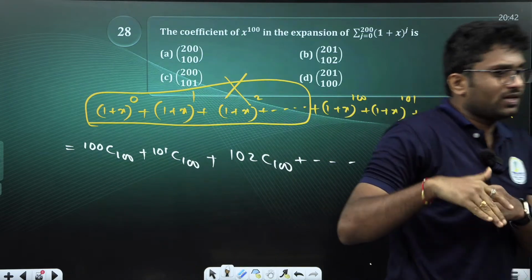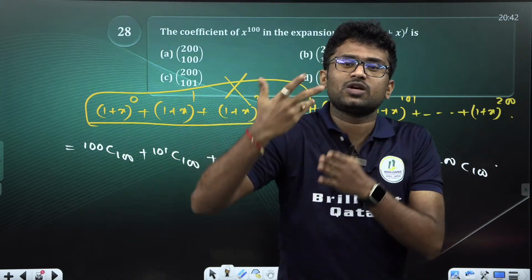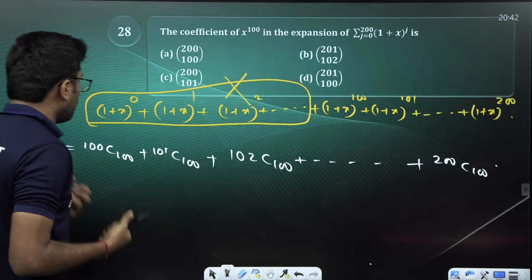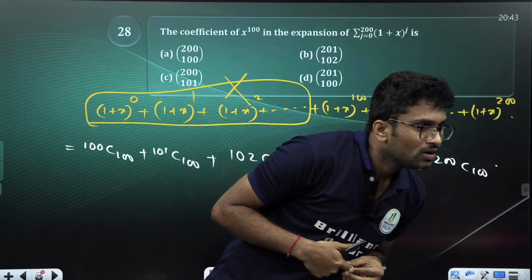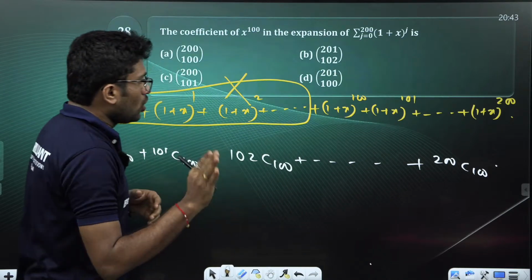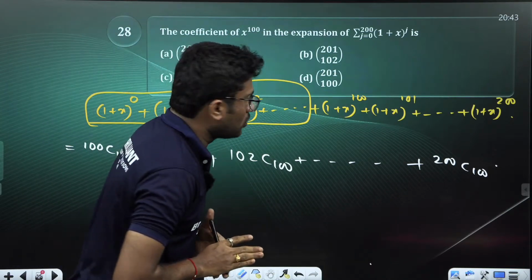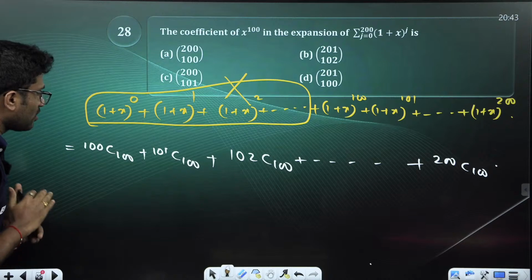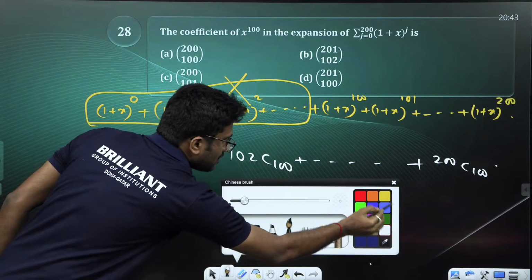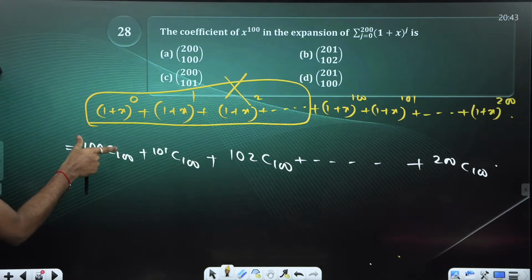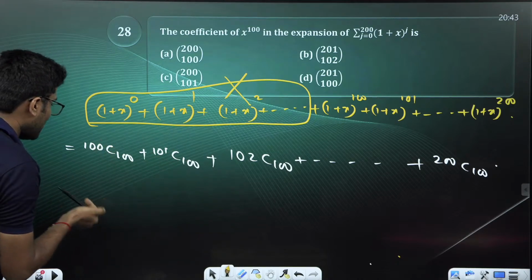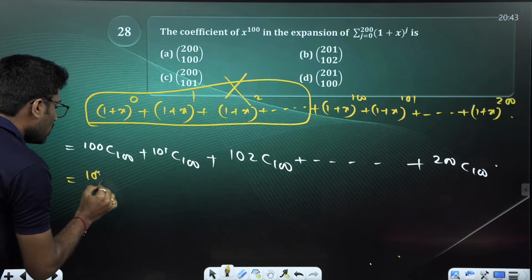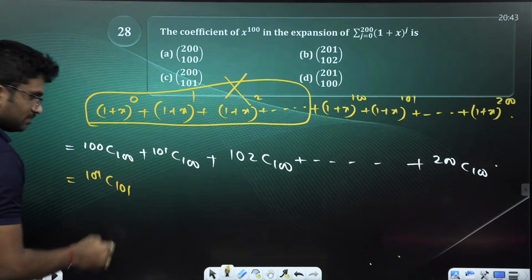101C1 or 101C100 is the same. Both are the same. Don't get mistaken. See guys, already we did this in many cases. One thing, what is 100C100? 100C100 is 1. This 100C100 can also be written as 101C101.